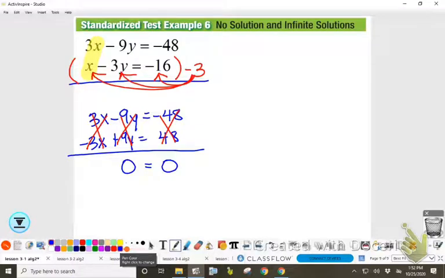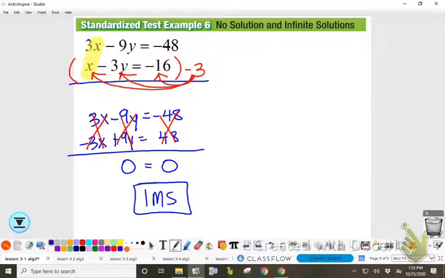Is that a true statement? Does 0 equal 0? Yes, 0 does equal 0. That means you have infinitely many solutions. Remember on the graph, that was two equations that were the same exact line. They looked like they were different equations, but when we actually graphed them, we found out they're the same exact line. When that happens, that's called infinitely many solutions.